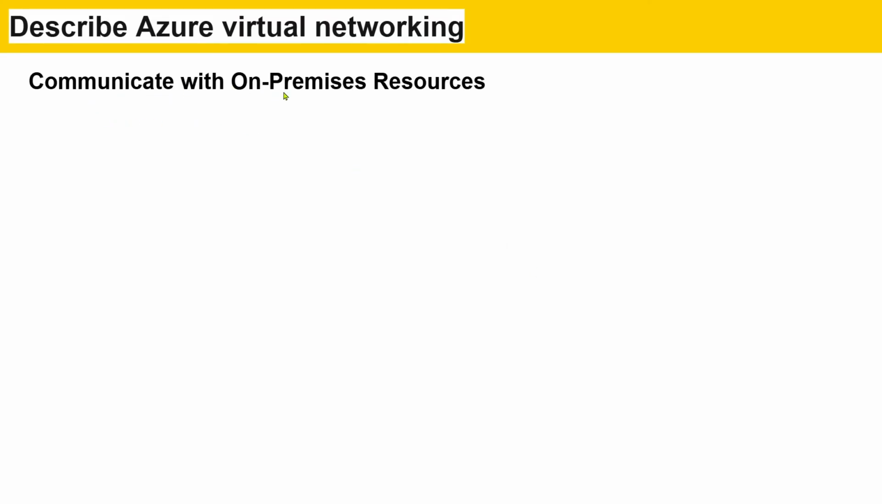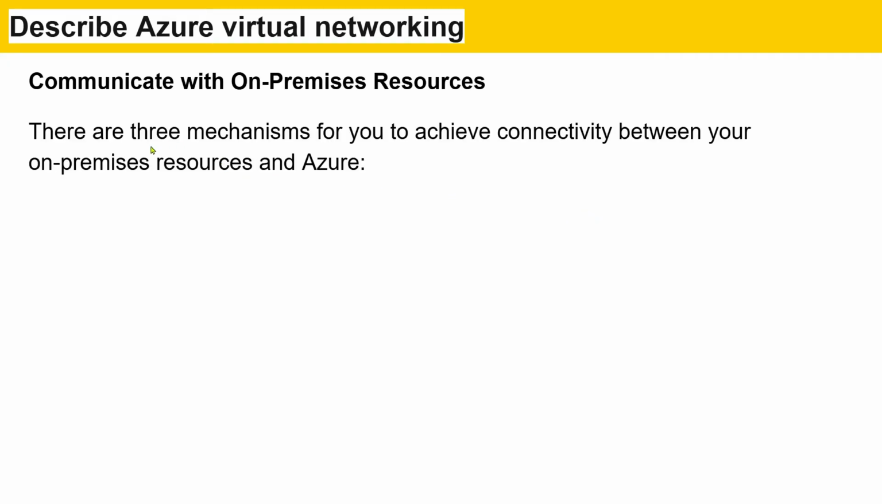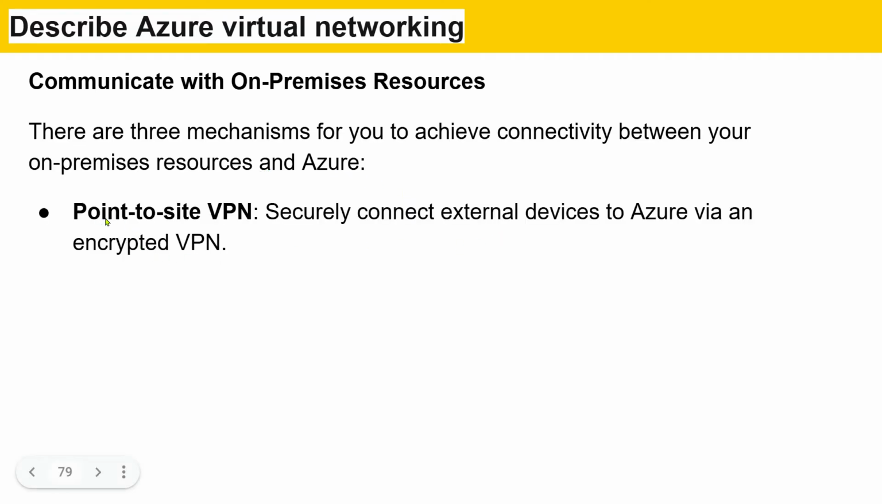Next, how do you communicate with on-premise resources? Right, I am extending my data center and I am using on-premise. I am also using cloud. In that case, how does it work? There are three mechanisms for you to achieve connectivity between your on-premise devices or resources and Azure resources. How do you do it? First there is something called point to site VPN. So point to site, VPN means virtual private network. Virtual private network. Point to site.